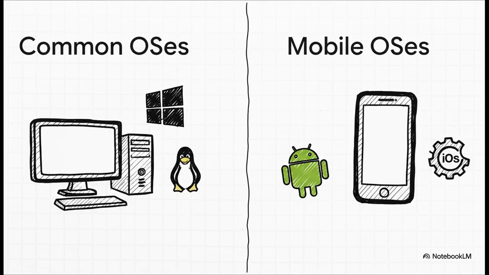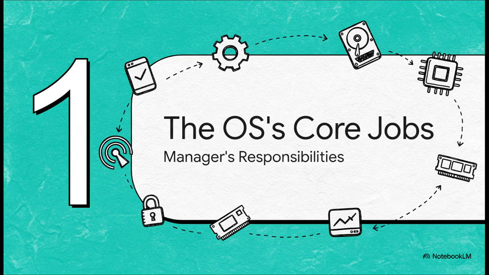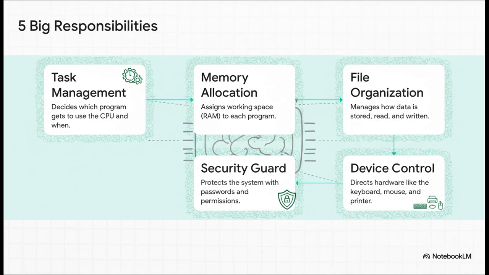And look, you already know all the big names here, even if you don't really think of them as these managers. You've got Windows, Mac OS, and Linux running our desktops. And of course, you've got Android and iOS, which run those supercomputers we carry around in our pockets. They all have the same basic job, they just have different ways of doing it. So what does this master manager actually do all day? Well, like any good manager, it has a core set of responsibilities that it has to nail to keep the whole operation running smoothly.